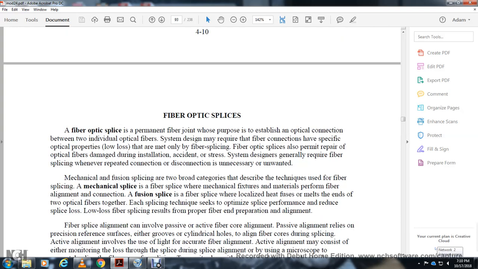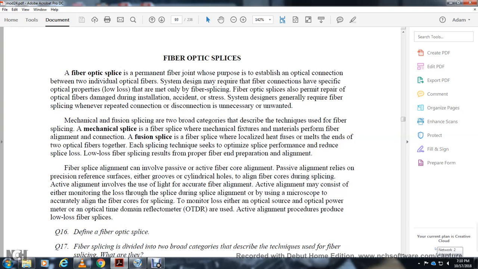Fiber optic splices. A fiber optic splice is a permanent joint that connects two individual optical fibers. The simple design requires the fiber connection to have specific optical properties. Fiber splicing also permits the repair of optical fibers damaged during installation by accident or stroke. System designers generally require fiber splicing whenever they repair a connection or make a disconnection.